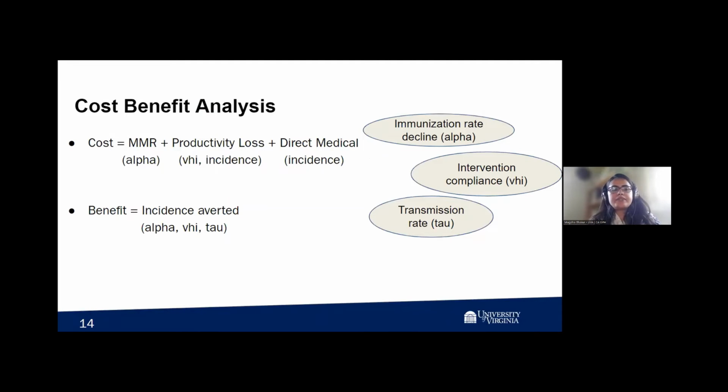Finally, just a brief peek into how the cost versus benefit will be calculated. Cost would be the addition of the 3 components, and in benefit, we are looking at incidents averted. Now, I have included the different factors that are going to affect each of these components, and we'll see how they actually play out in the results once we get there.